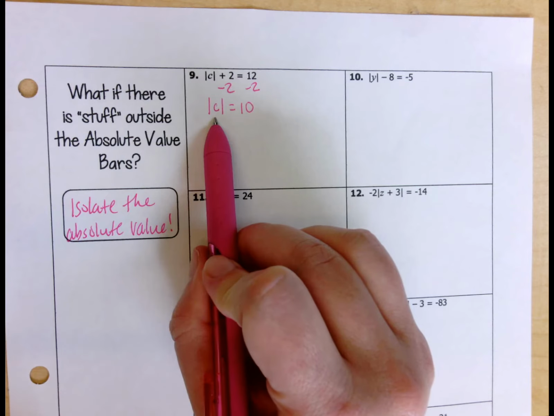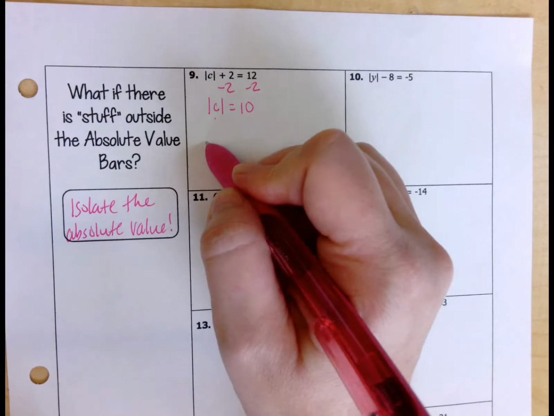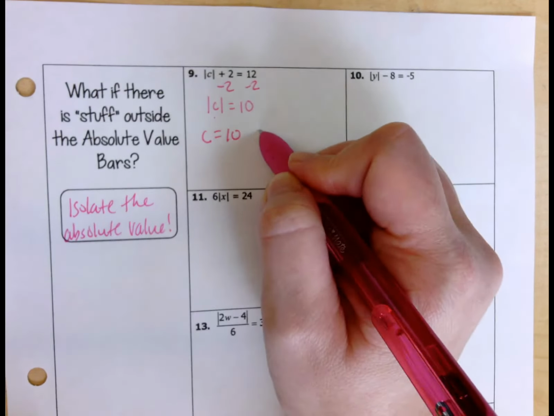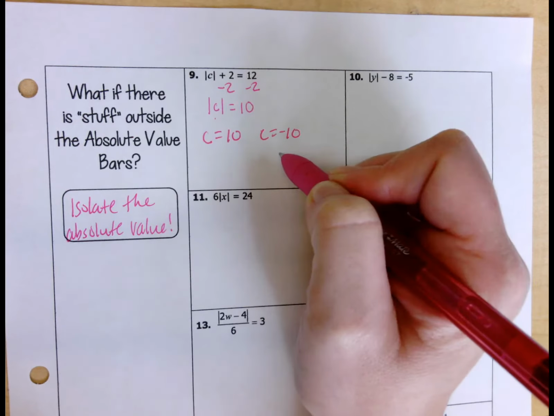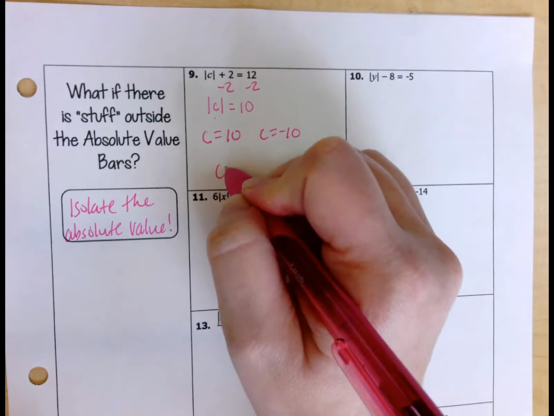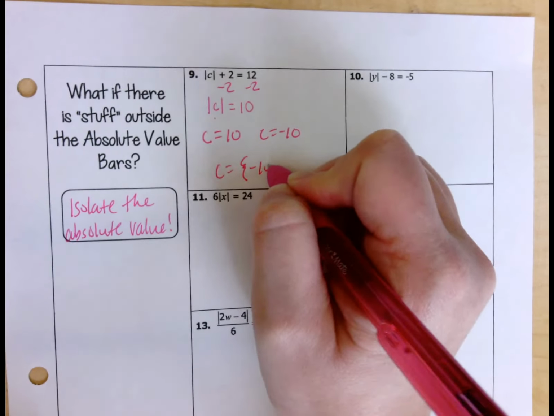Step 2 was to take the inside, C, set it equal to positive, and set it equal to negative. Step 3 is to solve, and these are already solved, and then the final step is to write it as a solution set.